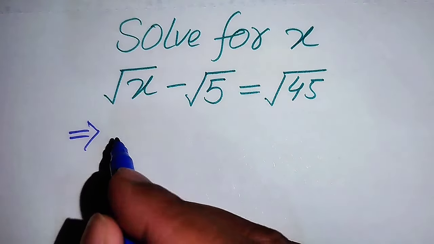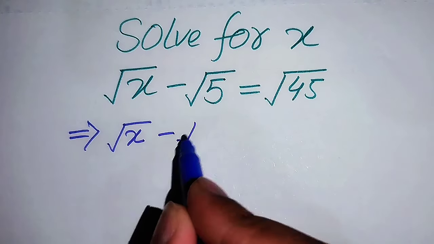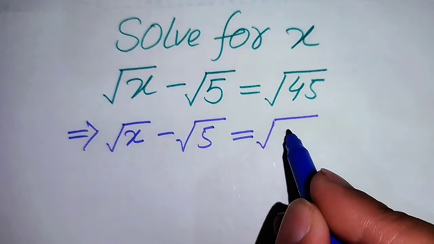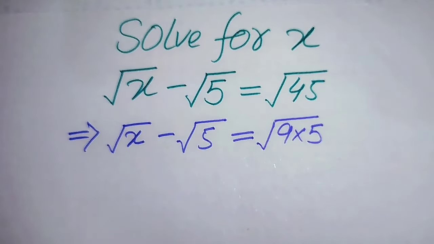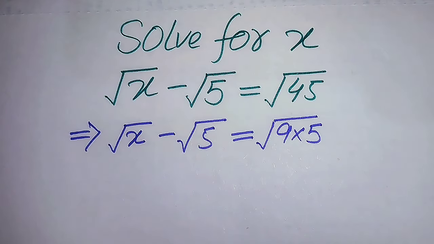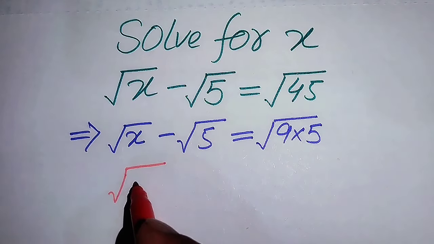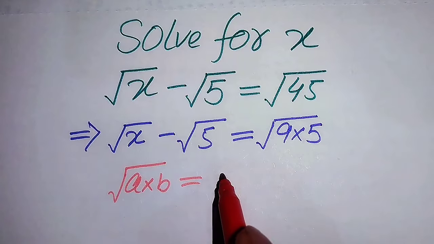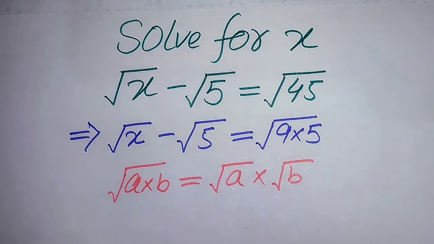Now first we need to focus on the right hand side, and here we write the left hand side as it is. This is square root of x minus square root of 5 is equal to, we write this 45 as 9 multiplied by 5. We know that 9 times 5 becomes 45. And now in the next step we need to use this nice radical law. You know that if we have inside the square root a multiplied by b, it is equal to square root of a multiplied by square root of b.